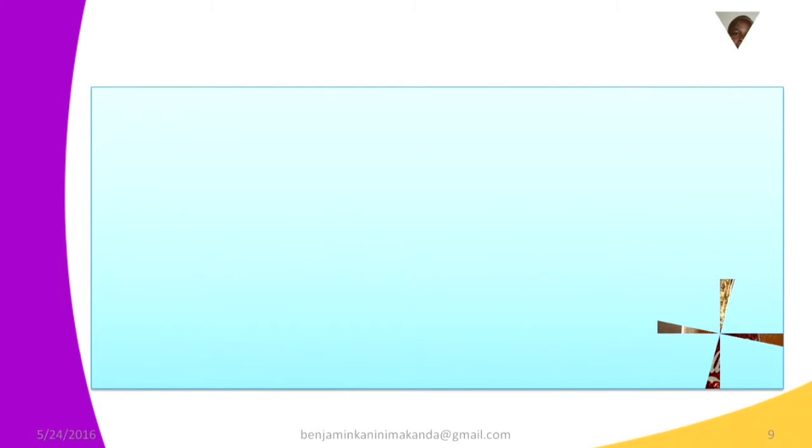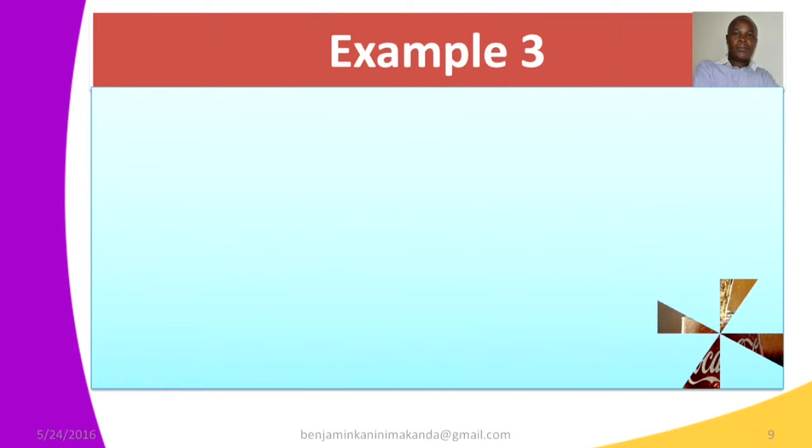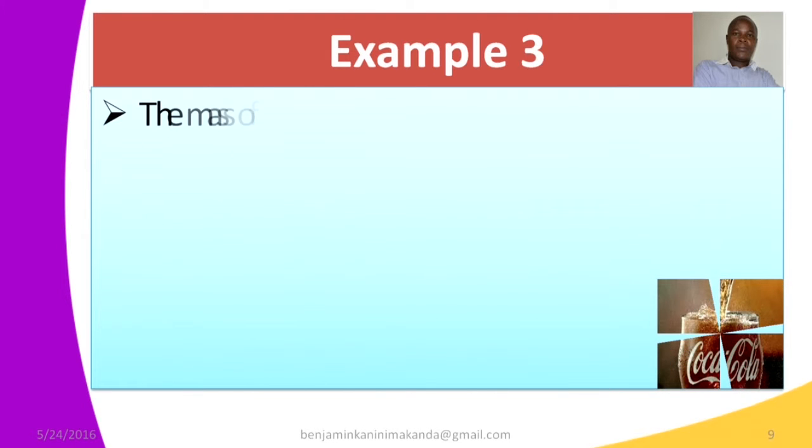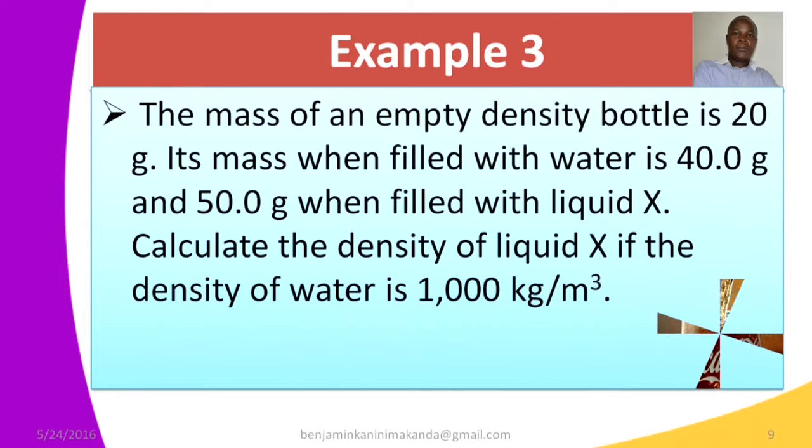Now in example number 3, we want to use a density bottle. We have a specific bottle used in the laboratory to measure the density of a substance. We call it a density bottle. So this gives us example number 3, and this is our problem. The mass of an empty density bottle is 20 grams. Its mass when filled with water is 40.0 grams and 50 grams when filled with liquid X. Calculate the density of liquid X if the density of water is 1,000 kilograms per meter cubed.